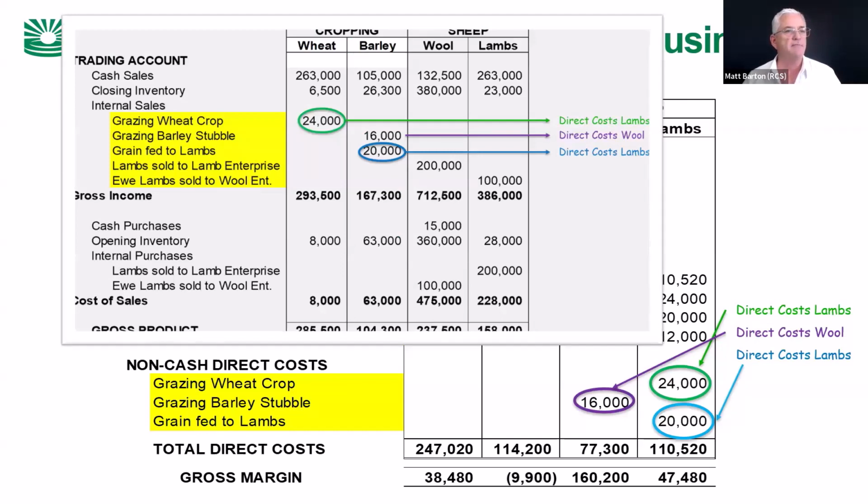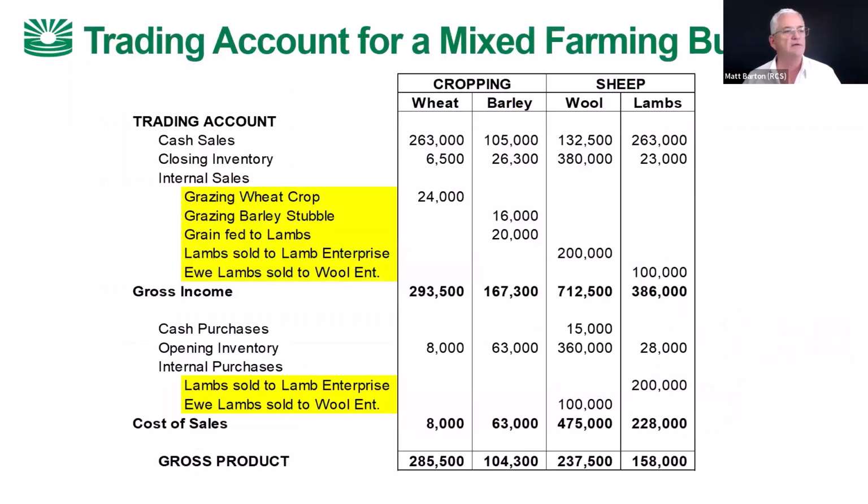We also have a couple of transfers. We have lambs sold to the lamb enterprise. So these lambs have come out of the ewe enterprise. They've been born in the ewe enterprise, and we've sold them to the lamb enterprise. And then we've got, this is a self-replacing mob. So then we've got the ewe lambs being sold to the wool enterprise. So that's giving you an idea of how that operates.